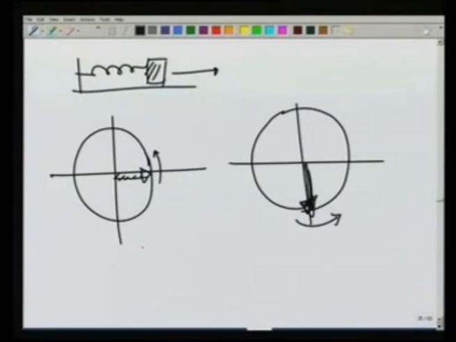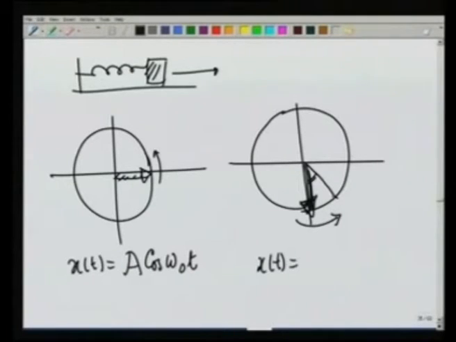You can see in this case x(t) would look like the amplitude, which is the radius of the phasor, times cosine of omega 0 t. In this case you can see x(t) would look like, because after time t it will be here, so this projection would be a sine of omega 0 t.